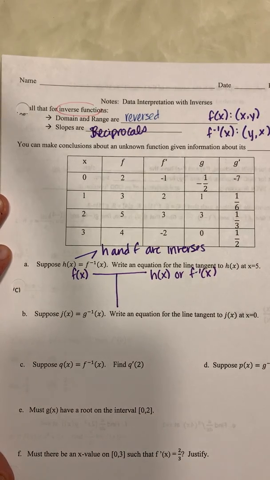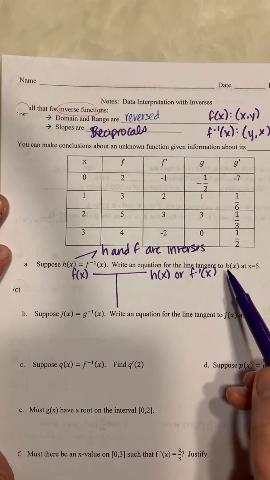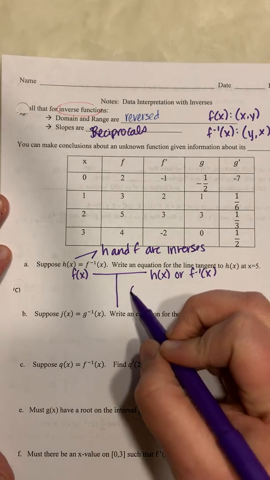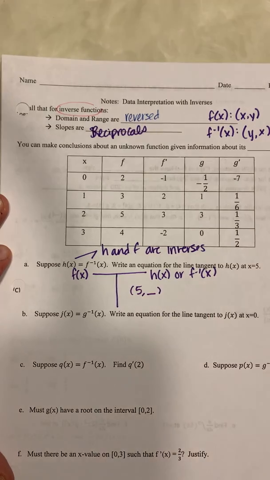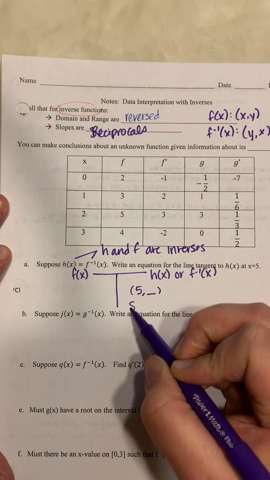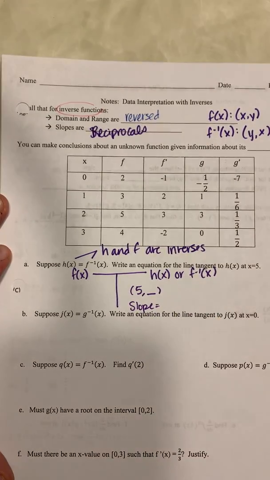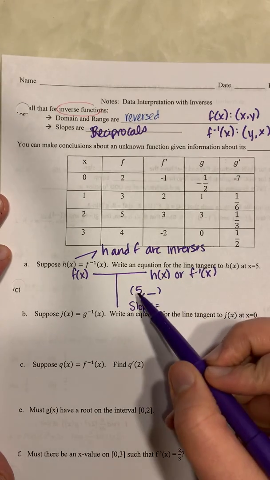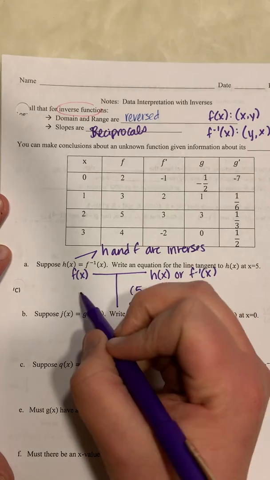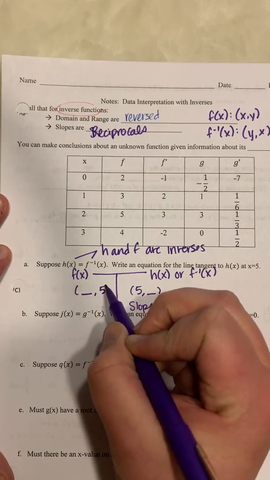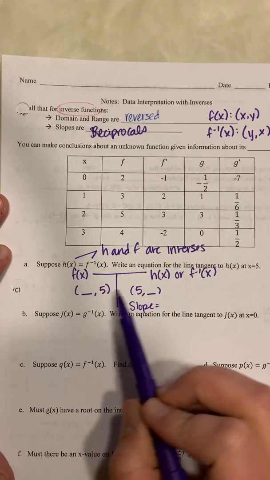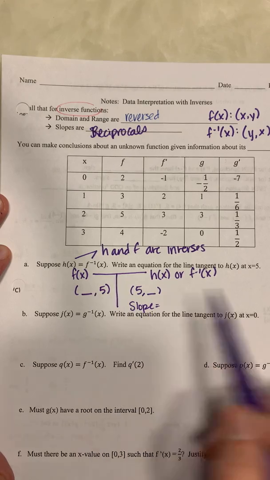From here, I want to write an equation that's tangent to h at x equals 5. Well, then it's (5, something) for h. I'm also going to need a slope, right? That's how you write the equation of a tangent line. But if h's point is (5, something), then f's point has to be (something, 5), because these guys are always backwards from each other.